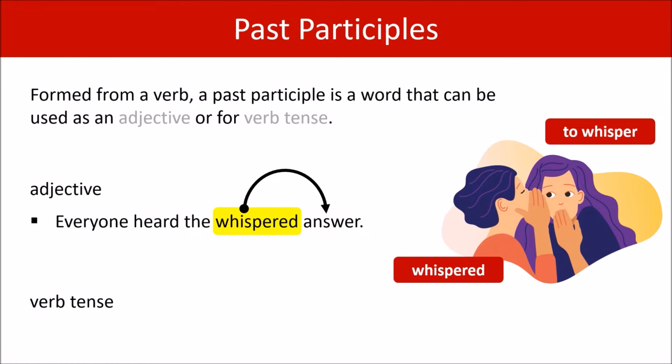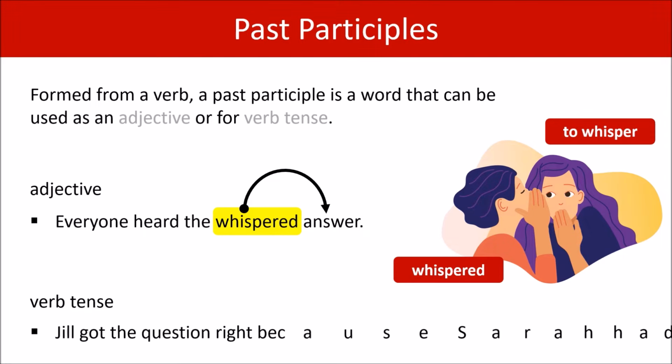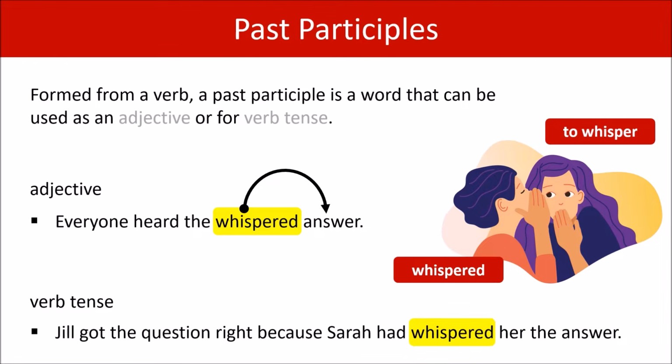Next, let's look at verb tense. Jill got the question right because Sarah had whispered her the answer. Well, there's our past participle. And this time, it's not being used as an adjective, it's partnered with the word had to make a verb tense. In fact, it's one of the tenses in the past tense, and we will talk about that in a minute.